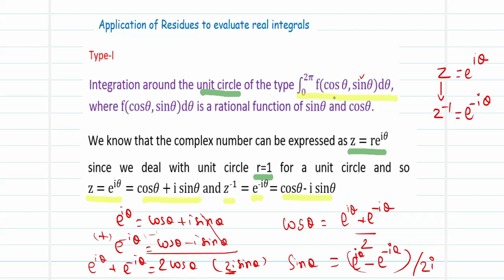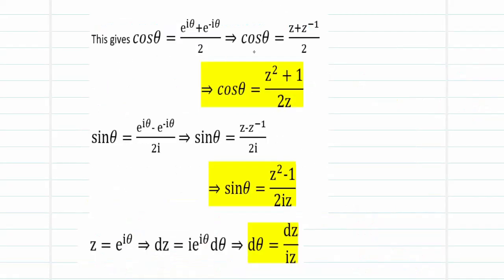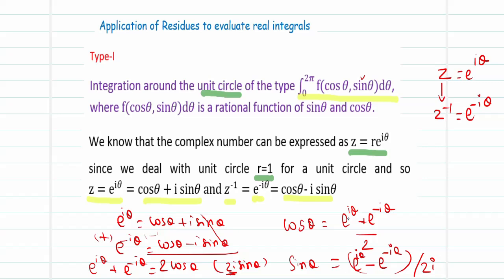So when I want to convert this function in terms of cos and sin into a function of z, I will go for substitution, which is aided by cos theta being z plus z inverse divided by 2, as we had over here. Because what do we know about e power i theta? e power i theta can be represented as z. And what is e power minus i theta? It is nothing but z inverse.